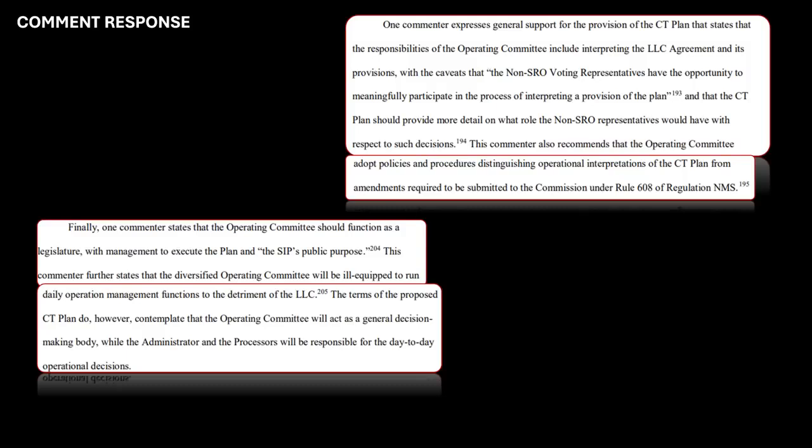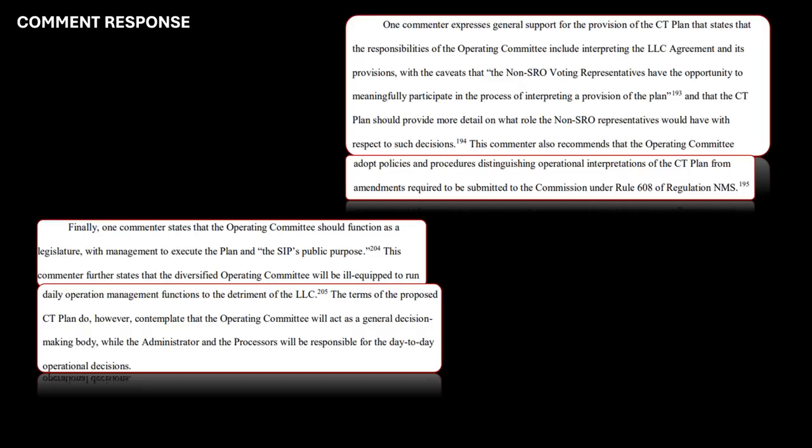Now, the comment response to this, one commenter states that operating committee should function as a legislature with management to execute the plan and the SIP public purpose. This commenter further states that the diversified operating committee will be ill-equipped to run daily operation management functions to the detriment of the LLC. The terms of the proposed CT plan do, however, contemplate that the operating committee will act as a general decision-making body, while the administrator and the processors will be responsible for the day-to-day operational decisions.